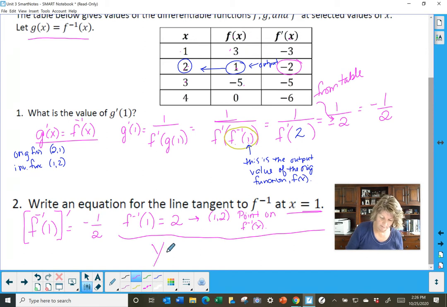So y minus 2 equals the slope, negative 1/2, times x minus 1. There's the tangent line. And then I thought there was a third question. Guess not.